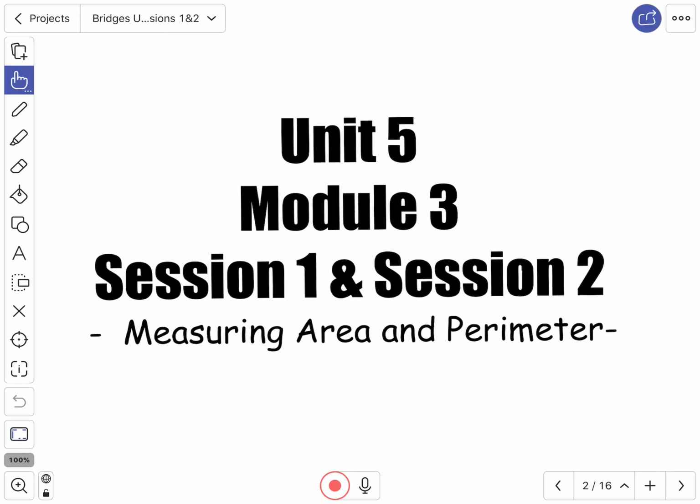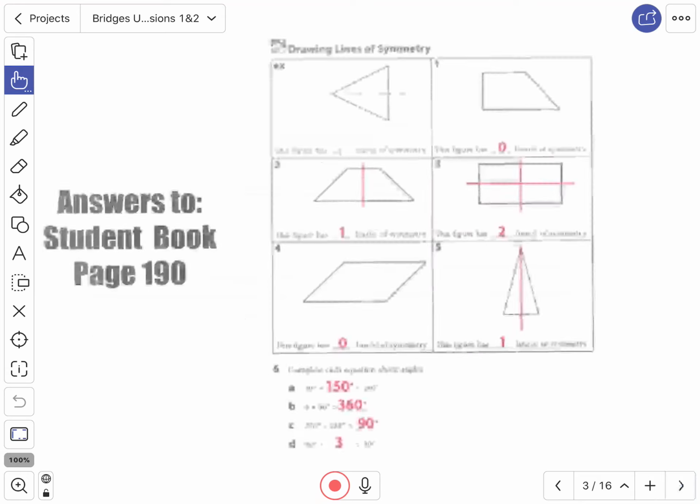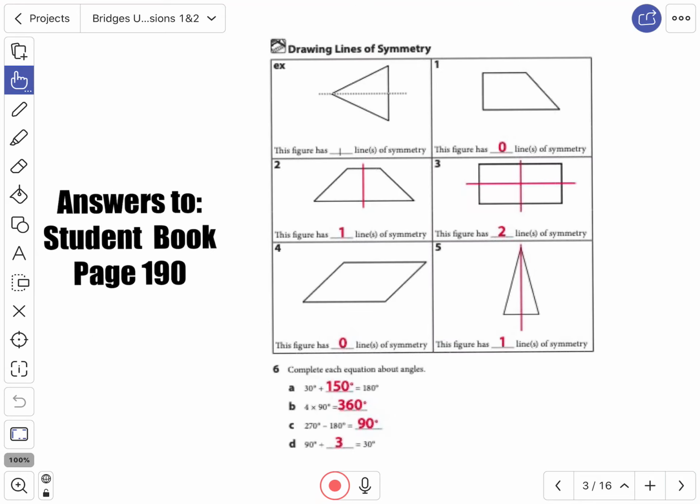We're going to combine them because they are measuring area and perimeter, and it's two things that we've talked about before, so I figured why not put them in the same lesson so that we can just move on, okay? So before we start though, here are the answers to your homework from yesterday.